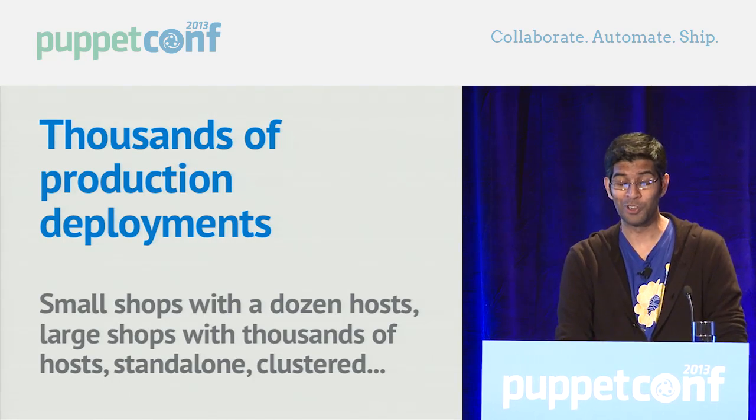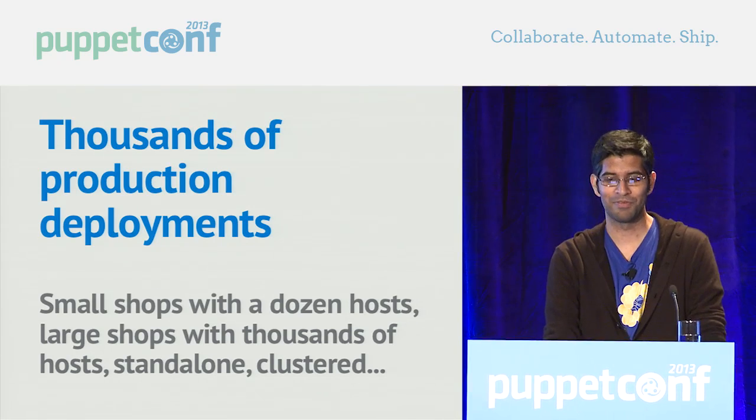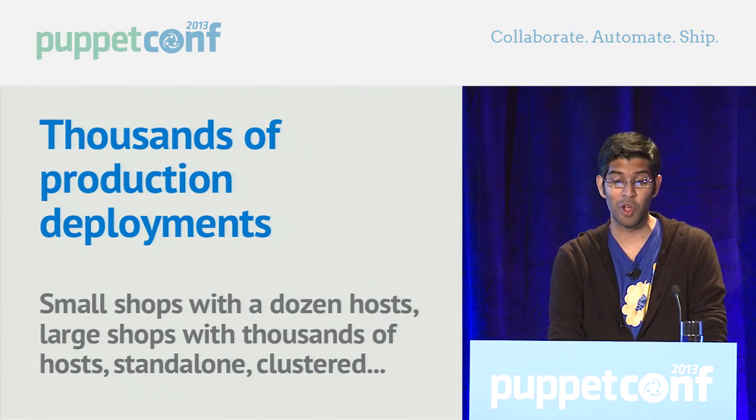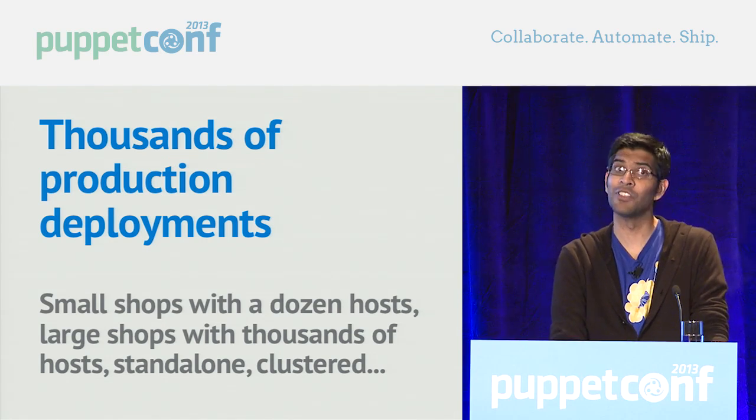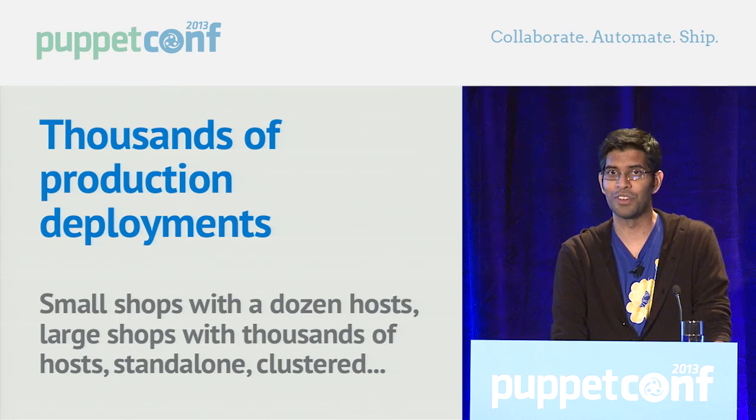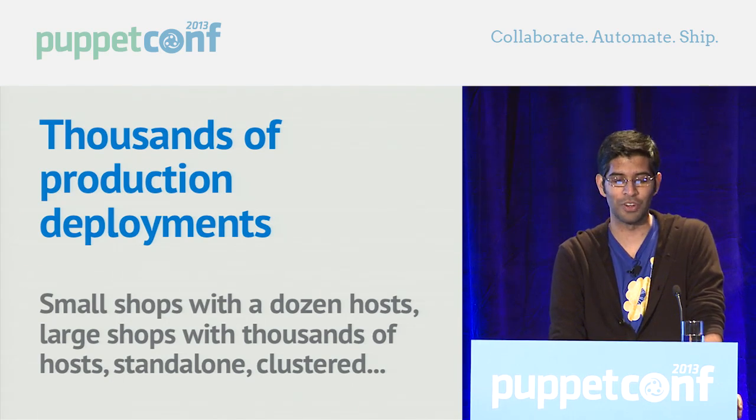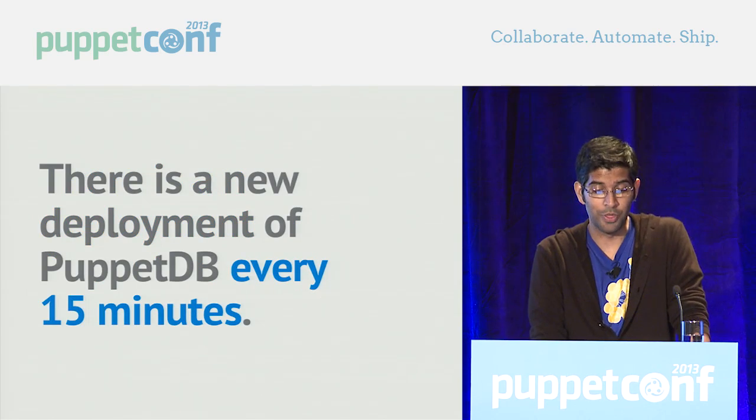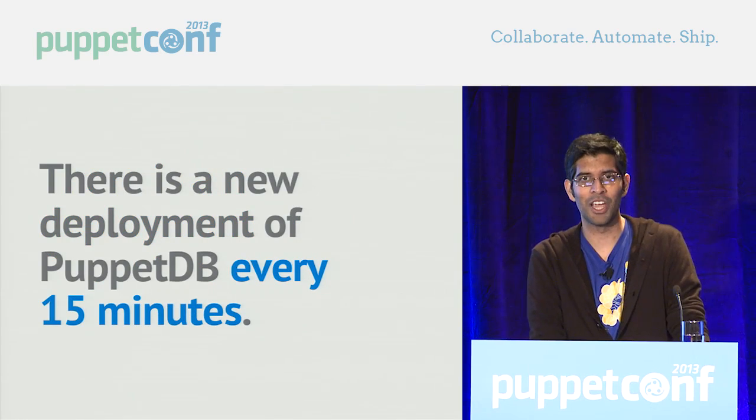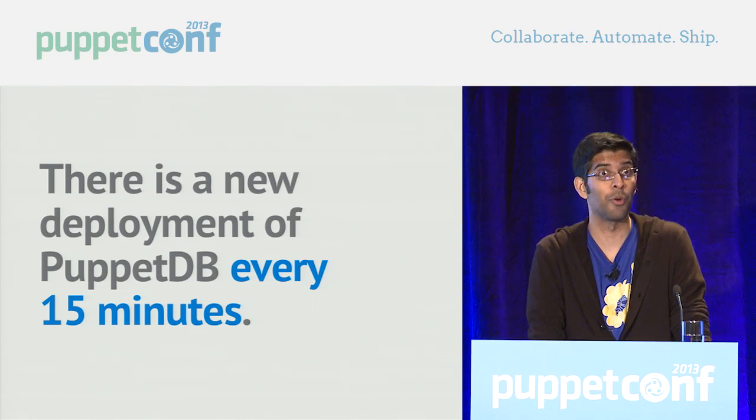So there are literally thousands of production deployments, anything from small shops that have just a couple of dozen hosts to the largest installation I know about, which is in the tens of thousands of nodes, with a database cluster and multiple PuppetDB daemons. People run standalone. People run with a clustered database or multiple daemons working together in concert behind a load balancer. There's approximately a new deployment of PuppetDB every 15 minutes. So by the time this talk is done, 3 new people will have installed it and actually have it running.